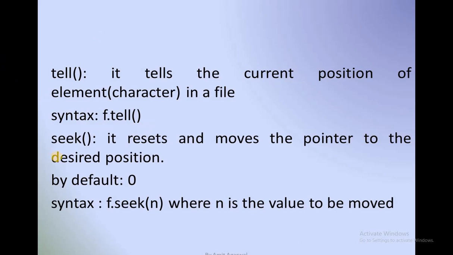Now second function is seek function. So what seek function does is it resets and moves the pointer to the specific position. For example, if our pointer is at 7th position and we want to move our cursor to 2nd position, so we can do this with the help of seek function. By default the seek value is 0. The syntax is f.seek. In bracket we have to write n, where n is the value to be moved. So guys, let's implement it with the help of code in order to make it more clear.